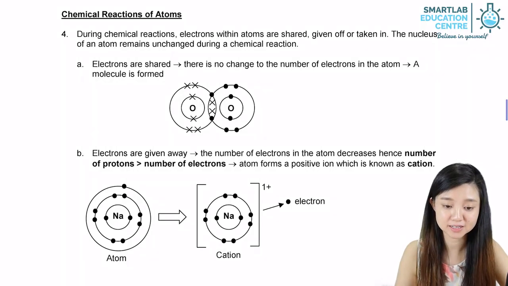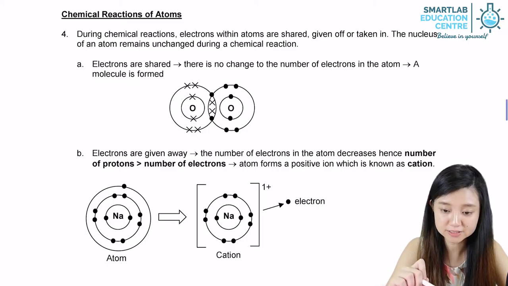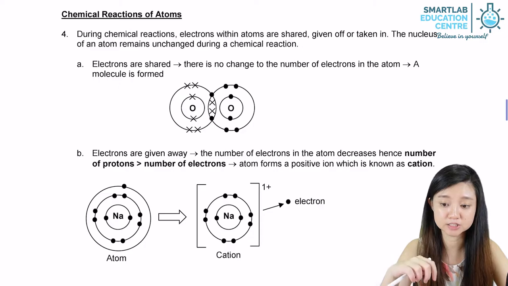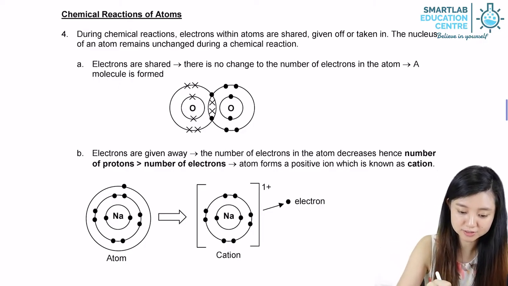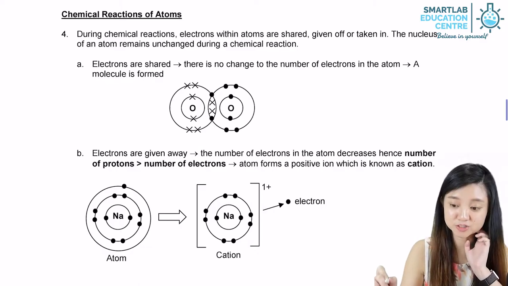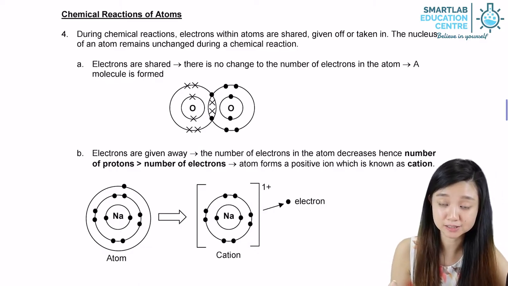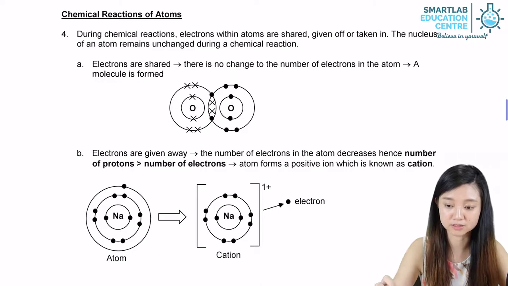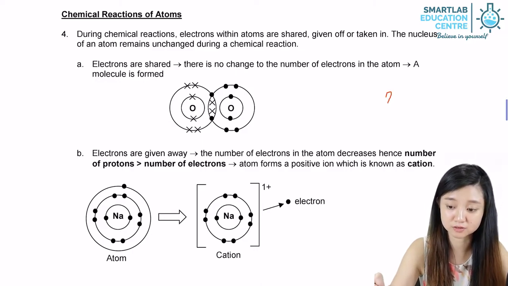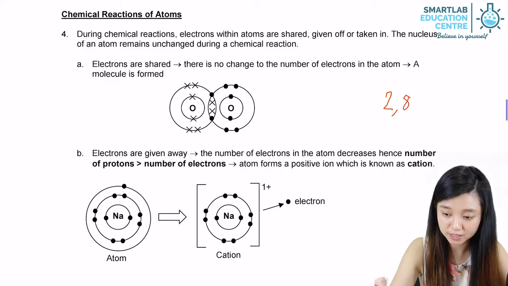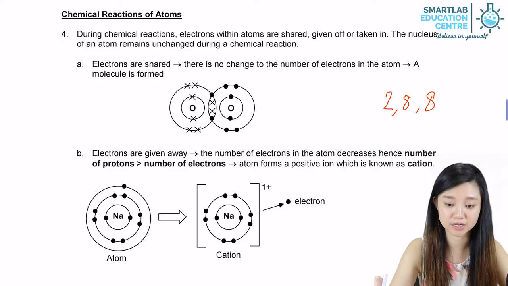Okay, let's discuss the chemical reactions of atoms. During chemical reactions, electrons within the atoms are either shared, given off, or taken in. Before we do chemical reactions, we have to know that when we draw the electrons in the atom, we have to take note that the first shell will consist of 2 electrons, the second shell will consist of a maximum of 8 electrons, and the third shell will consist of a maximum of 8 electrons.